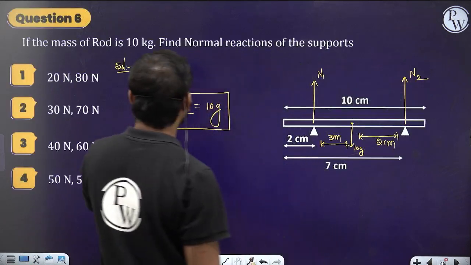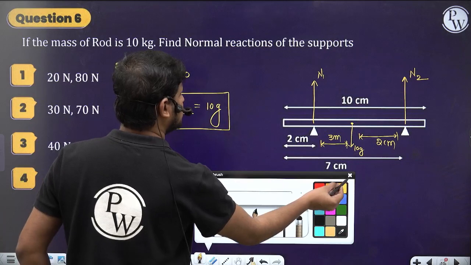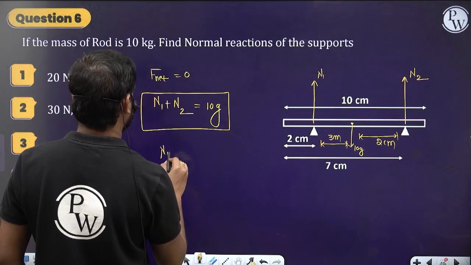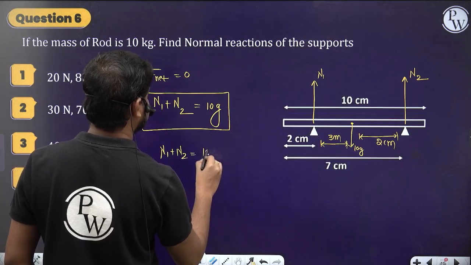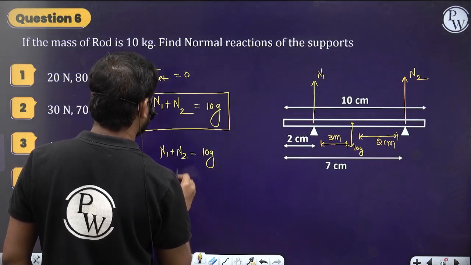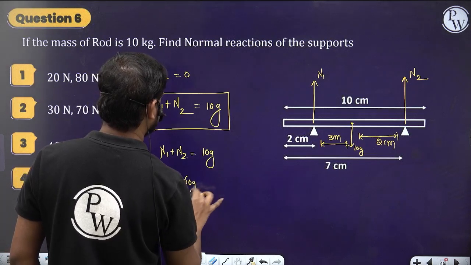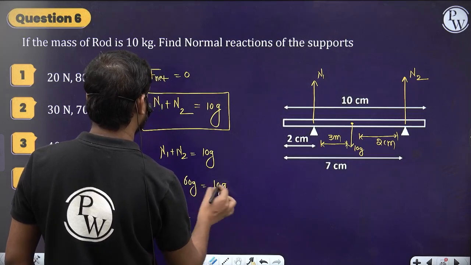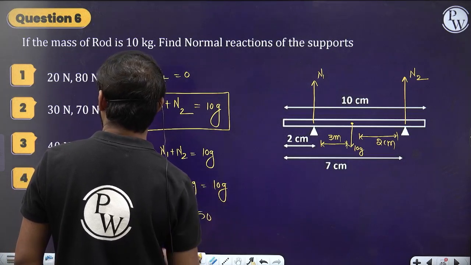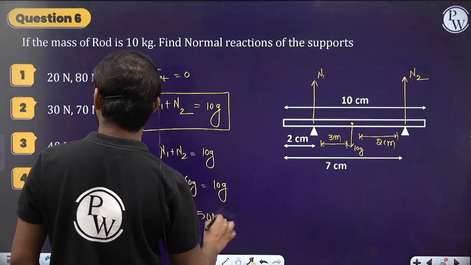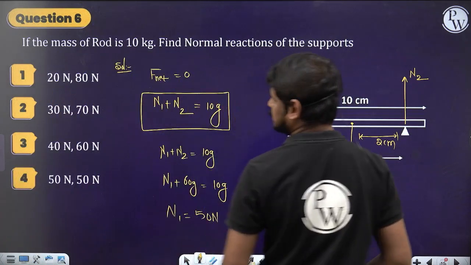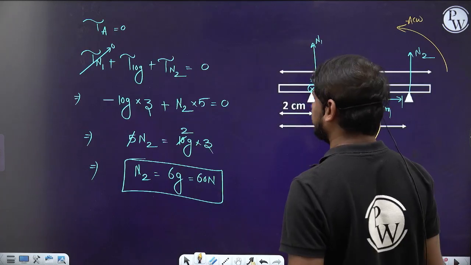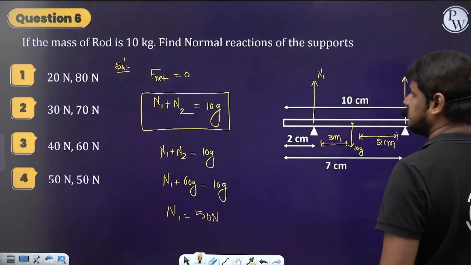So we already got N1 plus N2 is equals to 10G, right? From here already we got N2, so N1 is equals to, sending it to that side, 50G. Yes or no? So 50 newtons. Sorry guys, some calculation mistake I guess. 50 newtons and 60, 50-60 is not there in the options. So let me check the calculations, guys.